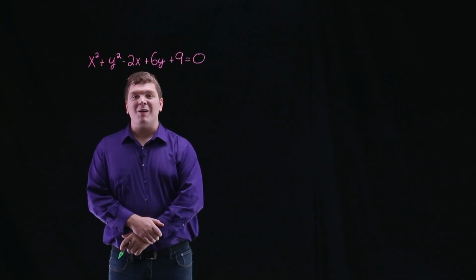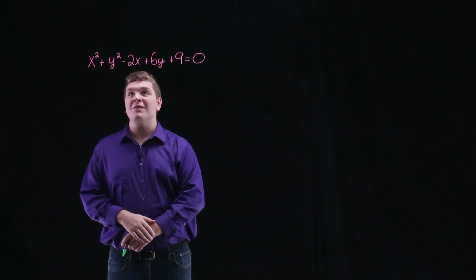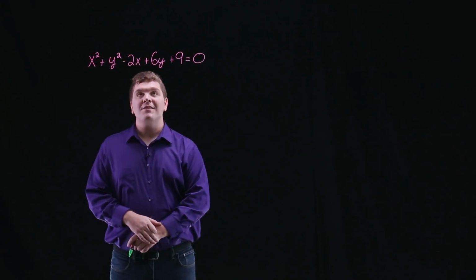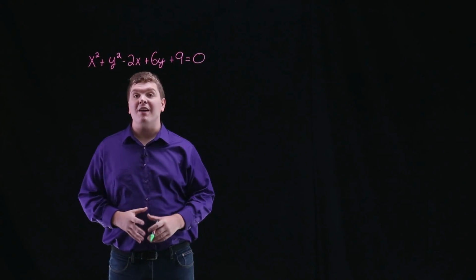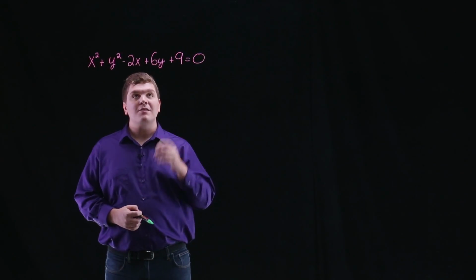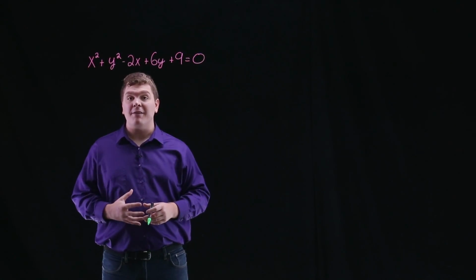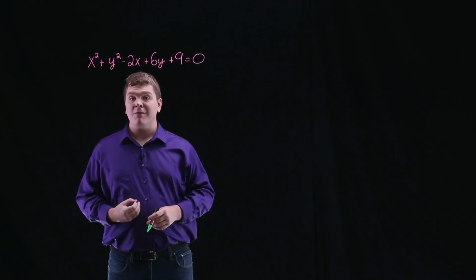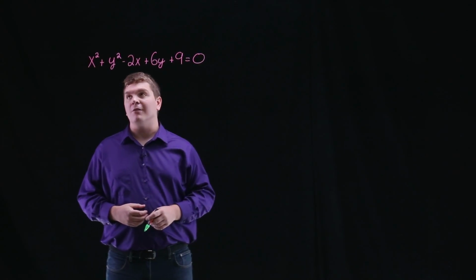Hello, my name's Gabe. For this problem, we're given the equation of a circle, x squared plus y squared minus 2x plus 6y plus 9 equals 0. And we're asked to write this equation of the circle in standard form, and then we're asked to find the center of the circle and the radius of the circle.